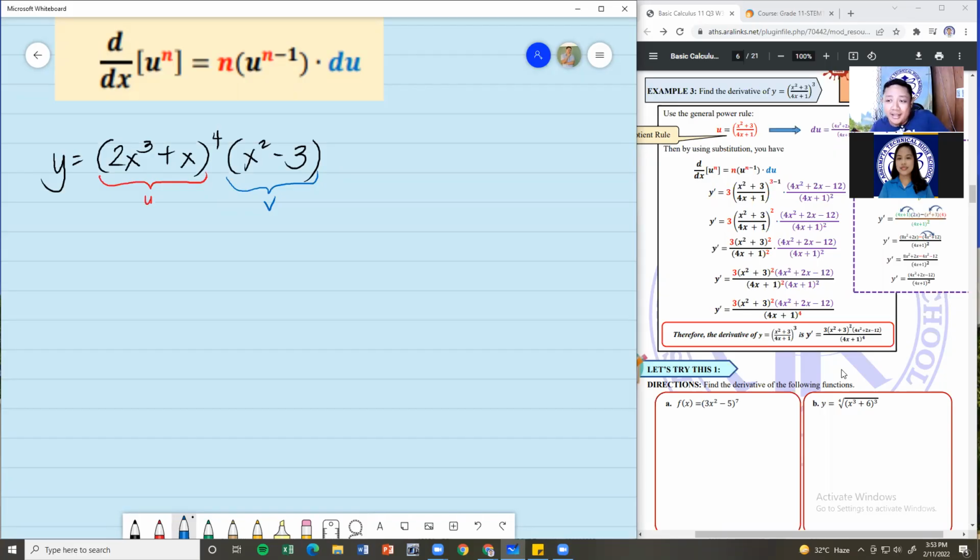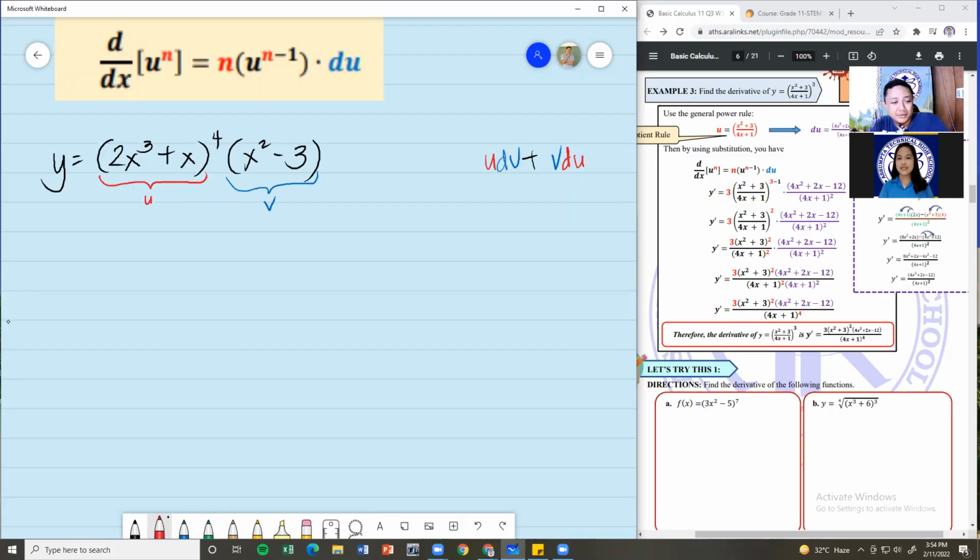But generally here, the process will be the use of the product rule. So the product rule will be U dV plus V dU. Okay, so we'll just follow this.